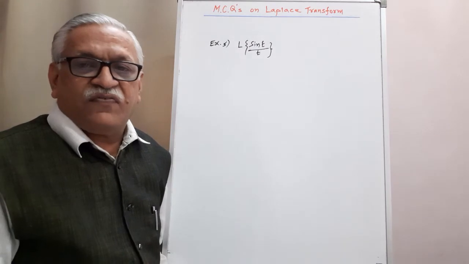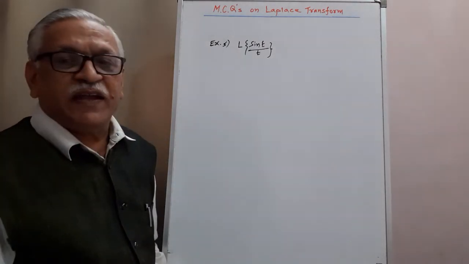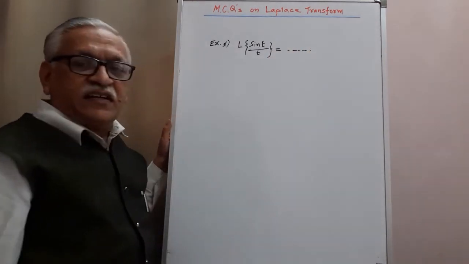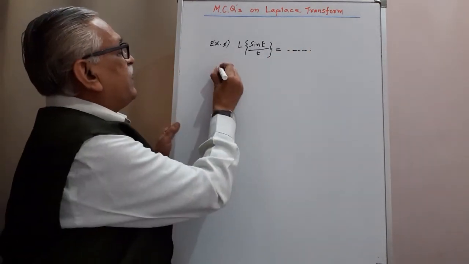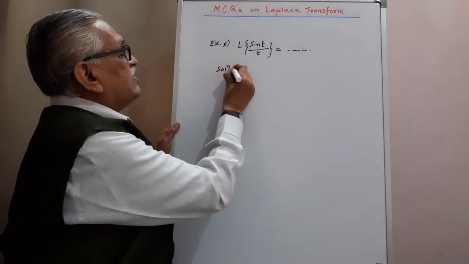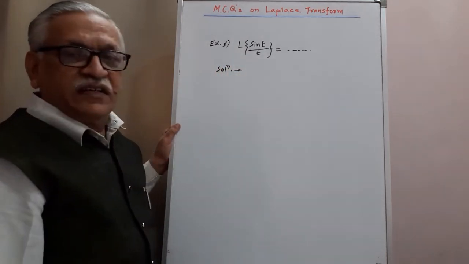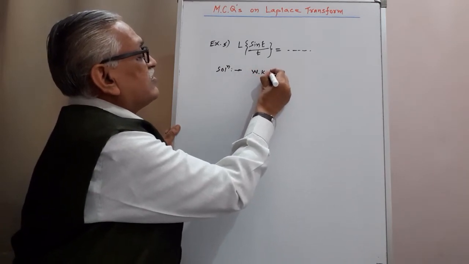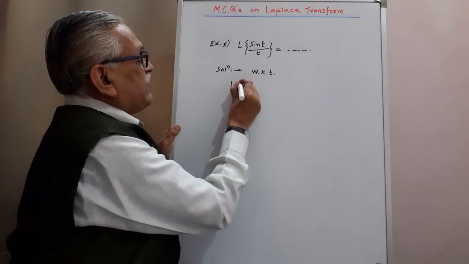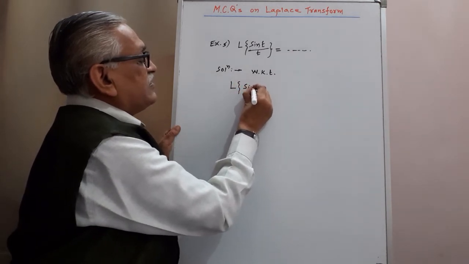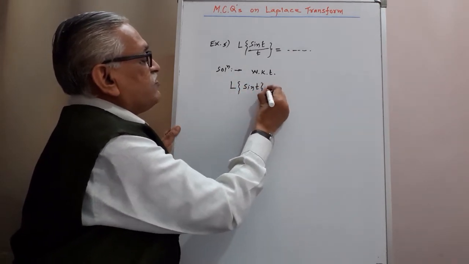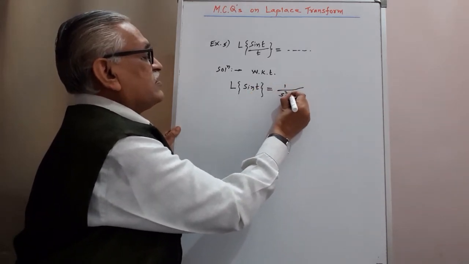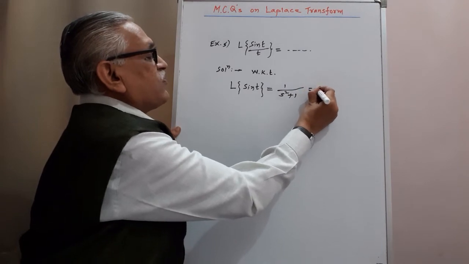Example number 5: find Laplace of sin t by t. Find the correct option out of the 4. To find the correct option, we know that the Laplace transform of sin t, a standard Laplace transform result, is 1 upon s square plus 1. We call this f bar of s, say.